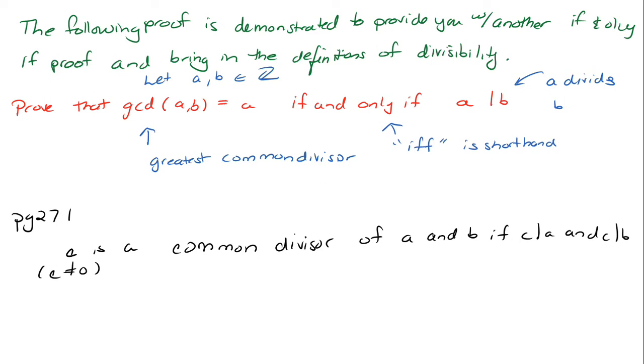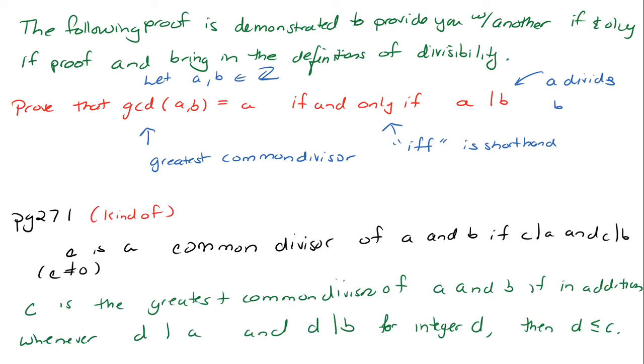On page 271 they have the definition of GCD, and in many books this is not done in a concise way. Maybe in number theory books you see it more concisely done. In your book they're a little bit loose about it. They first define what's meant by a common divisor. A common divisor is a number that's not zero that divides both A and B. For example, 2 is a common divisor of 4 and 8, because 2 divides 4 and 2 divides 8.